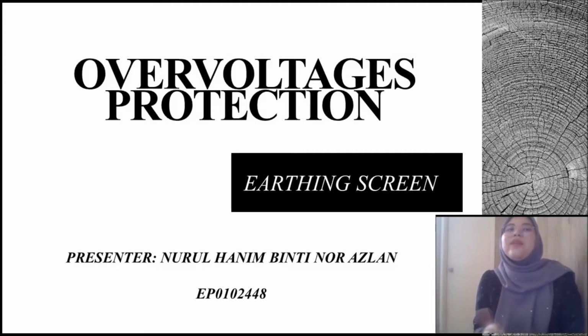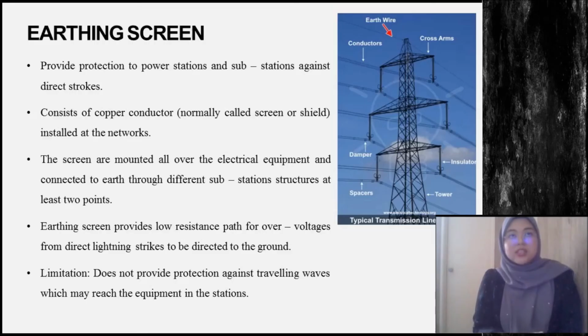Okay, another way to protect the power system from overvoltage is to apply the earthing screen. The power station and the substation generally house expensive equipment. So the station can be protected against direct lightning strikes by providing the earthing screen. The earthing screen consists of copper conductors, called a screen or shield, that are mounted all over the electrical equipment in the substation or in the power station. The screen is also properly connected to the earth at at least 2 points through a low impedance.